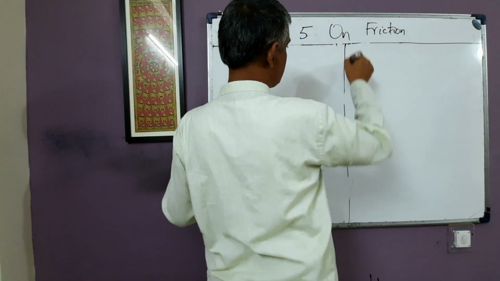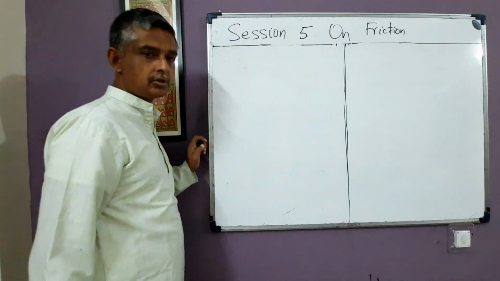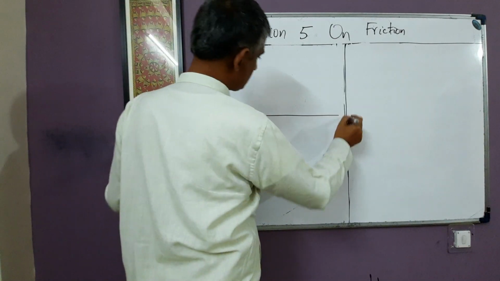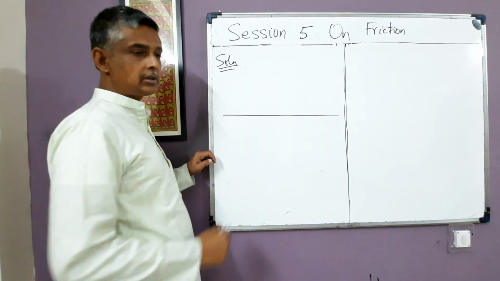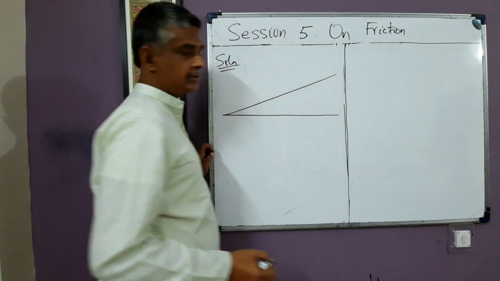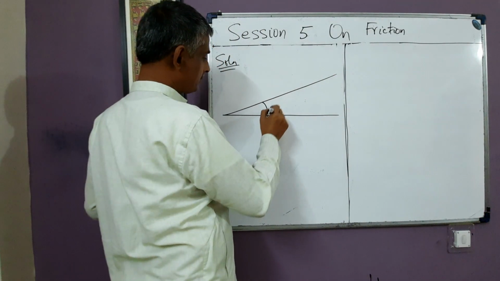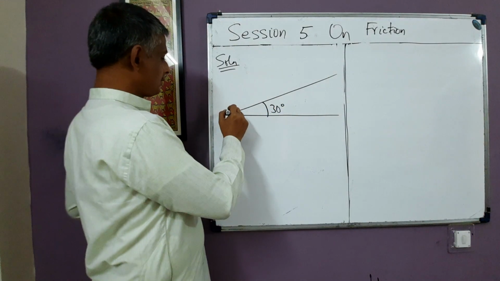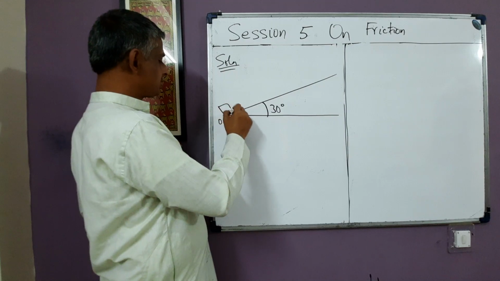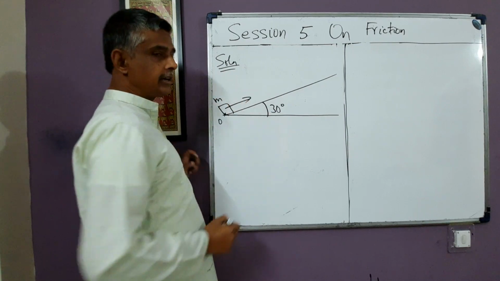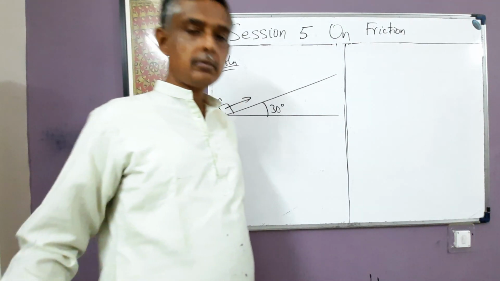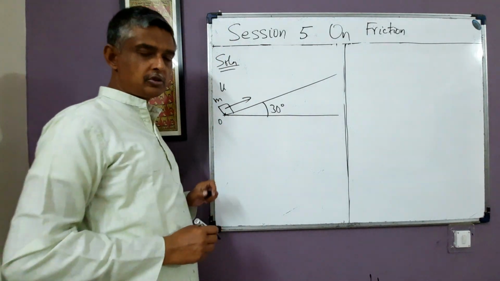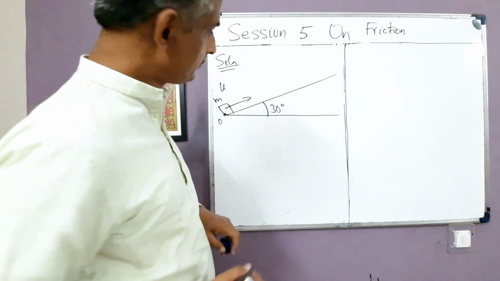First, to solve the question, I draw the diagram of the situation. So see, this is a horizontal surface. This is a fixed rough inclined plane which makes an angle of 30 degrees with the horizontal. O is the projection point. From here a small block of mass m is projected up the inclined plane with some initial non-zero speed u, which is not given in the question, which I have just assumed.